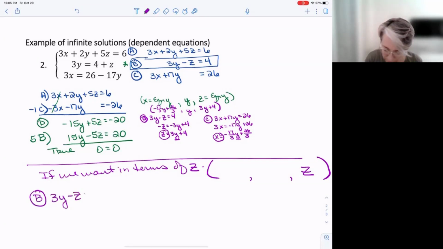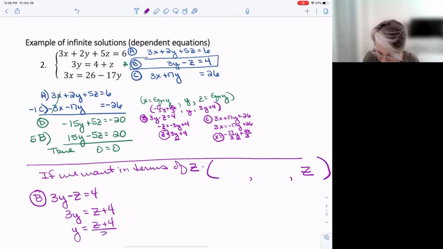3y minus z equals 4. Add z to both sides. We get 3y equals z plus 4. And divide everybody by 3. We get y equals z plus 4 divided by 3. So that goes in the y position. Z plus 4 divided by 3. So no matter what value z is, it's some random variable, I can plug it into the y position and find my y coordinate.